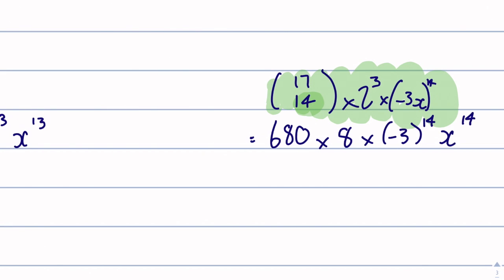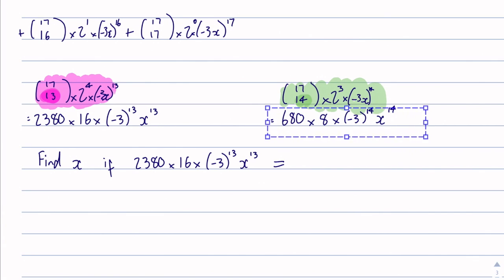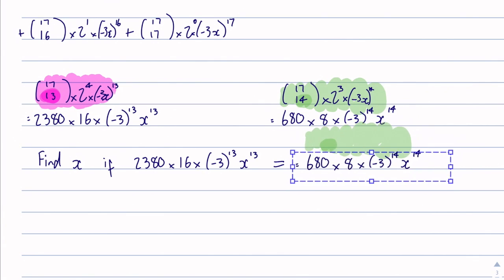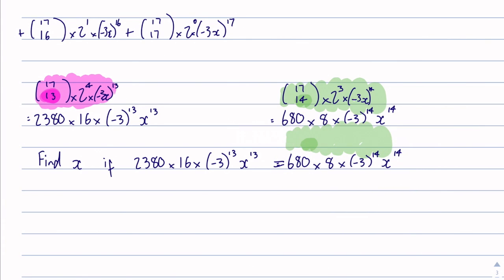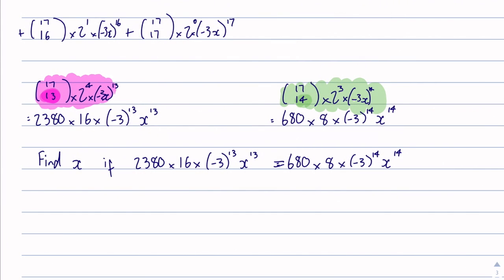And they're asking, in the question, find x if these actually equal each other. So if this one equals this one. So I'm going to start off by dividing both sides by x to the 13, and I'm going to get x to the 1.